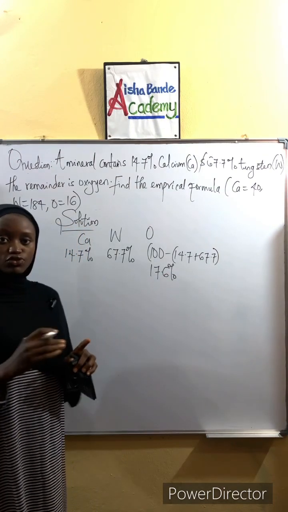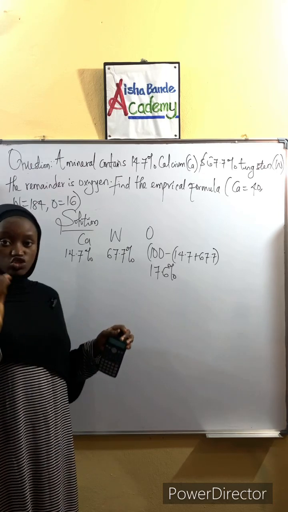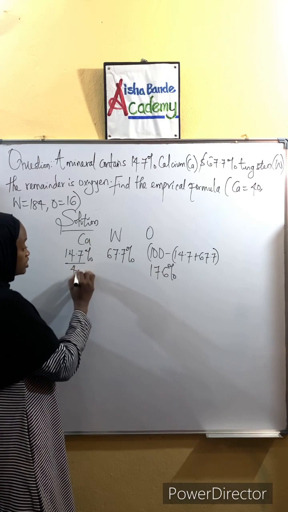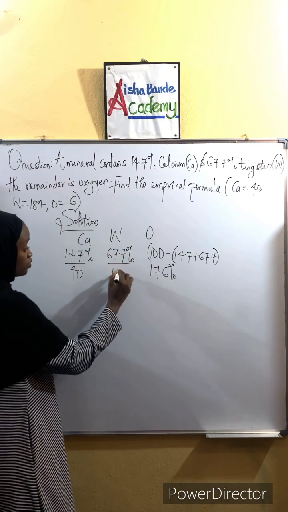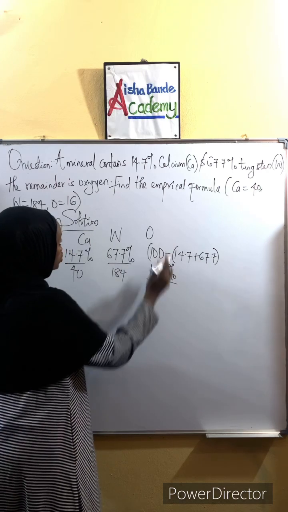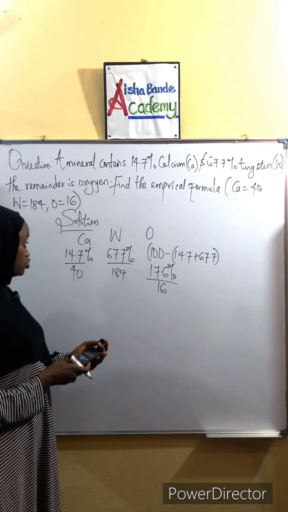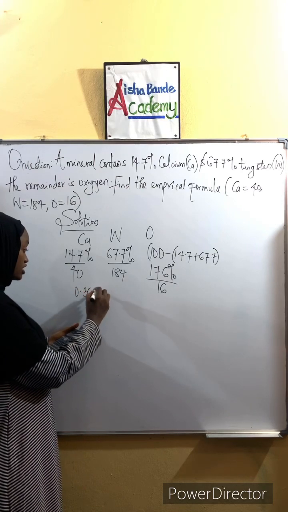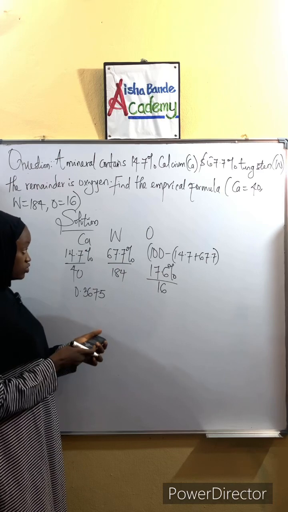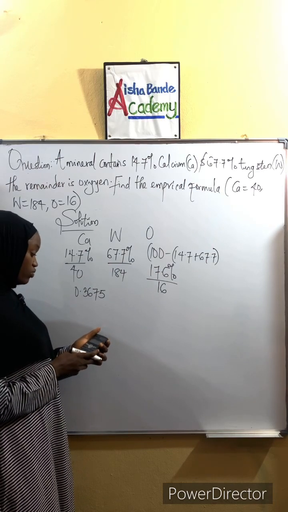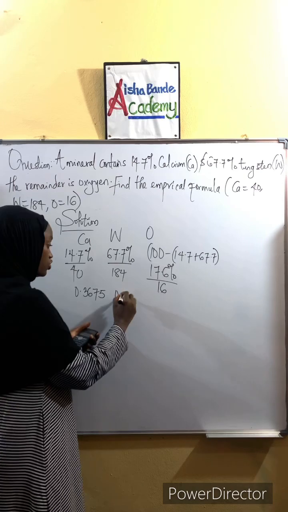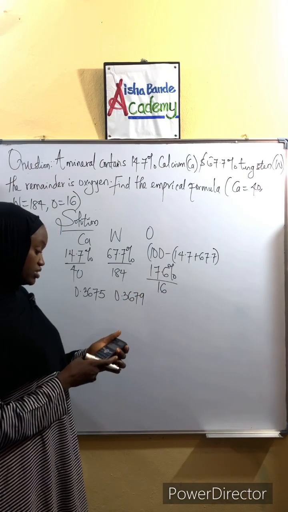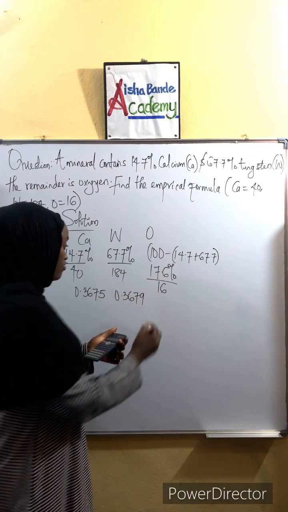So from here, the next step is for us to divide through by the atomic masses of each element. We are given that the atomic mass of calcium is 40, atomic mass of tungsten is 184, while the atomic mass of oxygen is 16. So now let's divide through. Dividing 14.7 by 40 gives us a value of 0.3675. Moving on to tungsten, 67.7 divided by 184 gives us a value of 0.3679. And the next one, 17.6 divided by 16, gives us a value of 1.1.